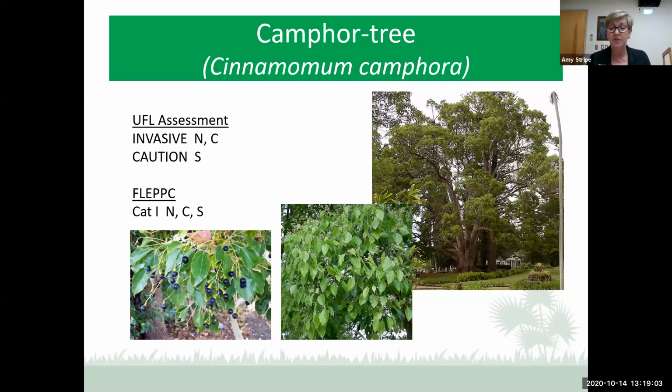It's like 40 to 50 feet high. It's a monster, 50 to 70 feet wide. And in fact, it is actually displacing the Florida jujube, which is Ziziphus celata, in some counties in the state. It is invasive in North and Central Florida, according to the assessment, caution in South Florida. FLEPPC says it's a Category 1 throughout.